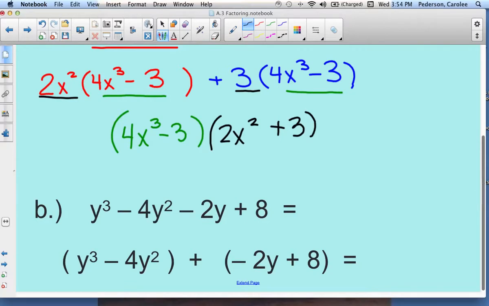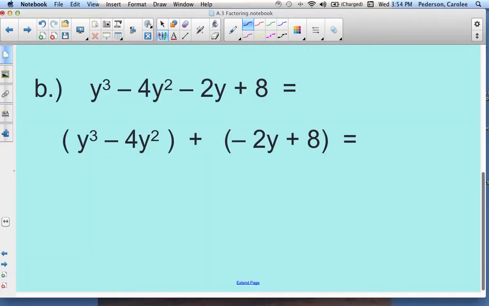Here's a second example of doing the grouping method. I'm going to group the first 2 terms together. So that will be my first parentheses. I'm going to group the second 2 terms together. So that'll be my second parentheses.